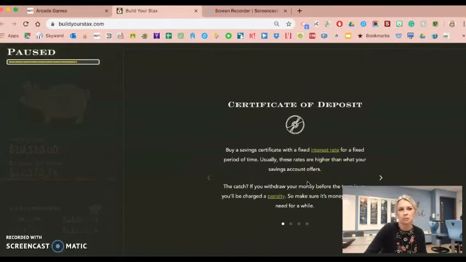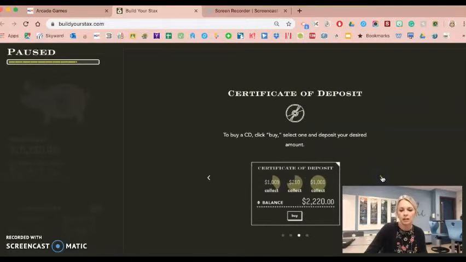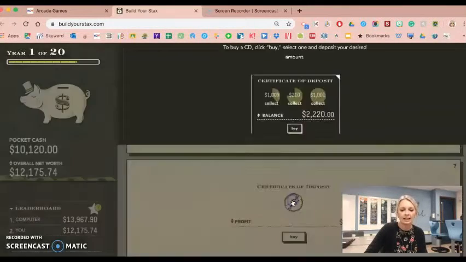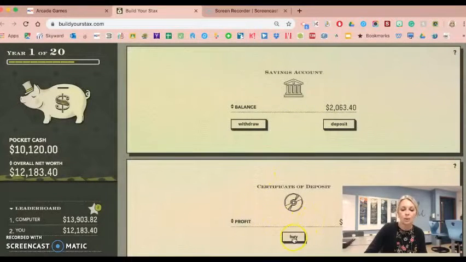And again, my students know maybe a little bit about CDs, so they can read through the information, and then, okay, I got it. And now I have a CD that I can now buy or put some money into. I'm just going to let this kind of roll. As you see, the computer is beating me, 15,000 to 12,000 as far as net worth. And again, the computer's investing in index funds.